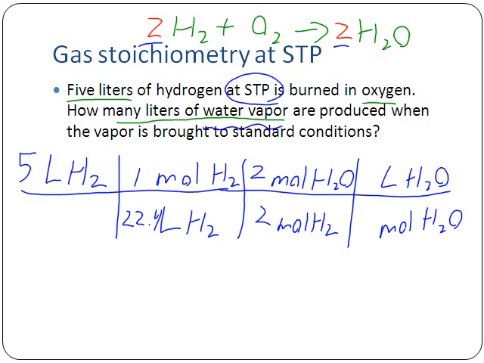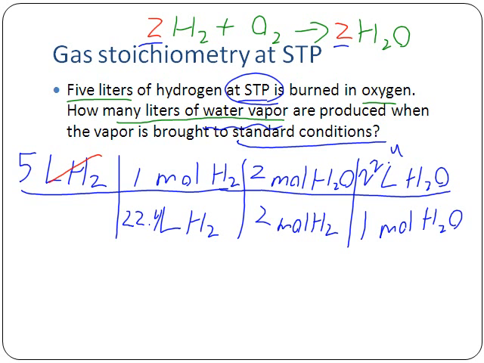Well, in this case, what are the conditions? The same question came up as we did before. Originally our 5 liters of hydrogen were at STP, but what about afterwards? How many liters of water vapor are produced when the vapor is brought to standard conditions? So standard conditions tell us this is going to end up at STP too. And since it's also going to end up at STP, we know that 1 mole is equal to 22.4 liters of water vapor.